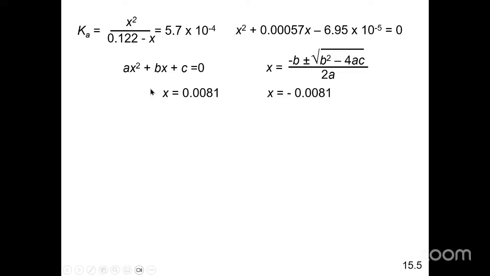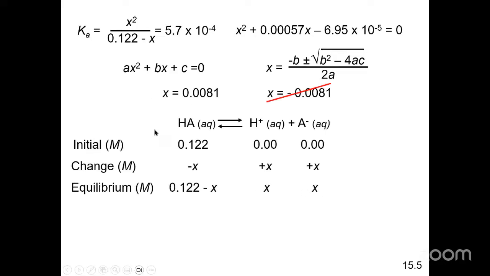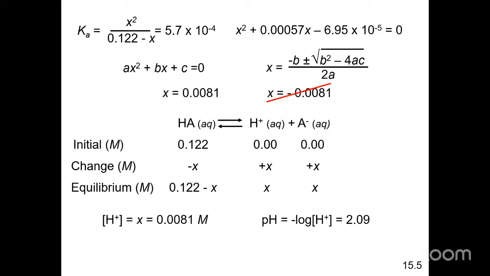So this is the X that we're going to use, and that X basically would be equal to the concentration of H plus and the concentration of A minus. So that's what we're going to have here. And then we can find the pH. pH would be minus log of that value, and it turns out to be equal to 2.09. And I think that's it as far as answering that question is concerned.